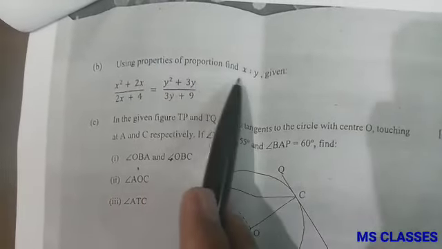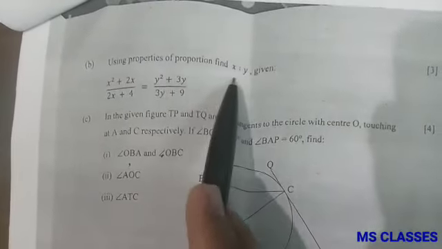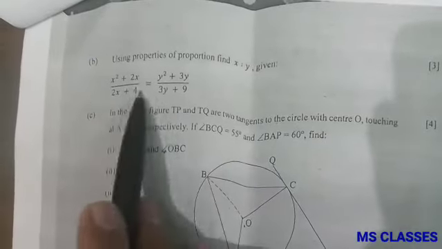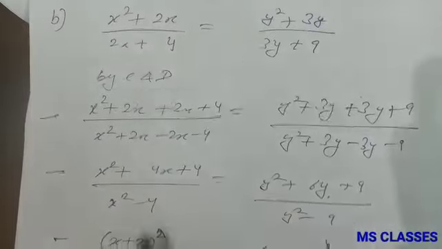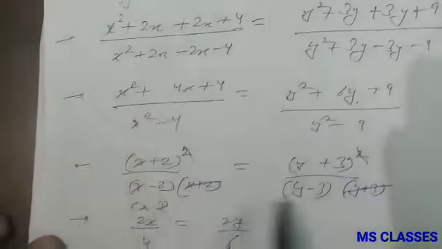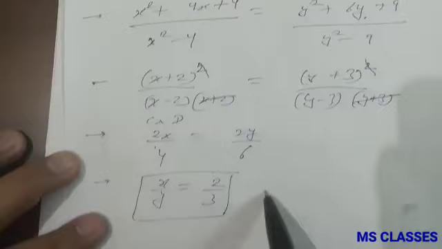Using properties of proportion, find x by y, and given is this. So this is what given. So if you apply componendo and dividendo, even here also we apply the componendo and dividendo, we get x by y, that is 2 by 3.